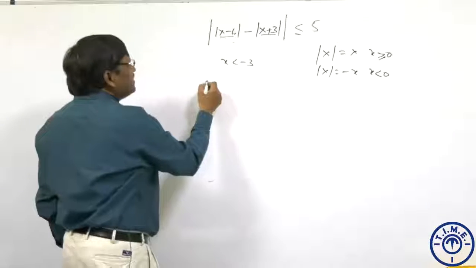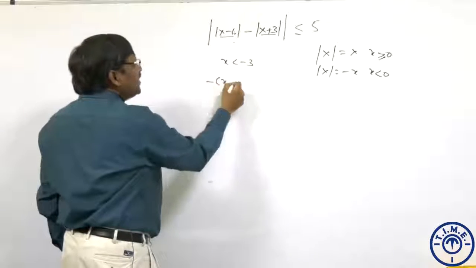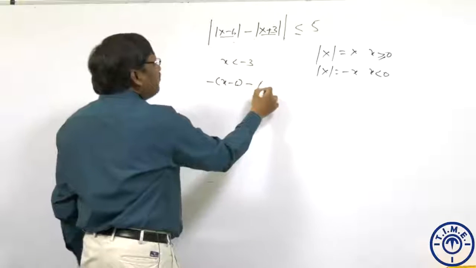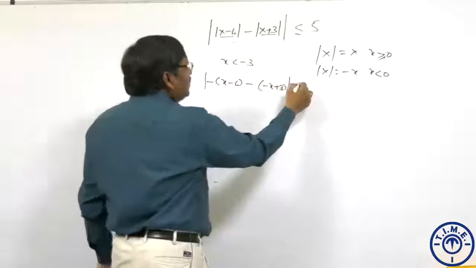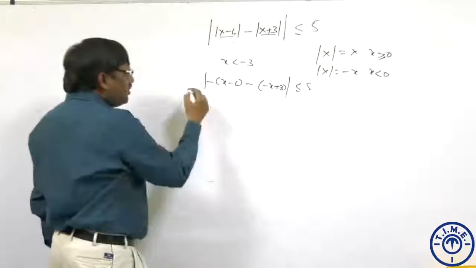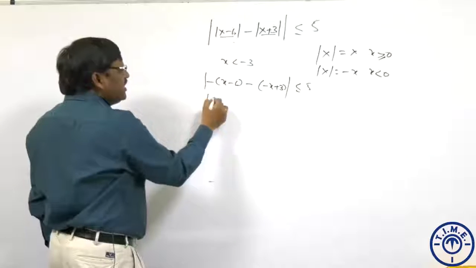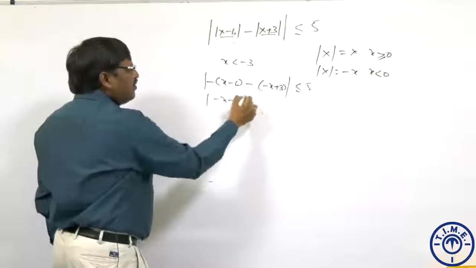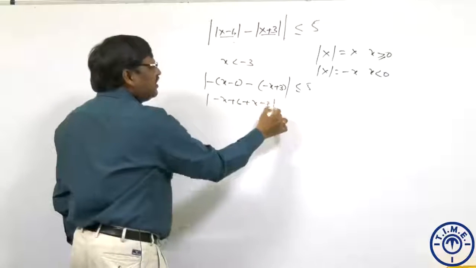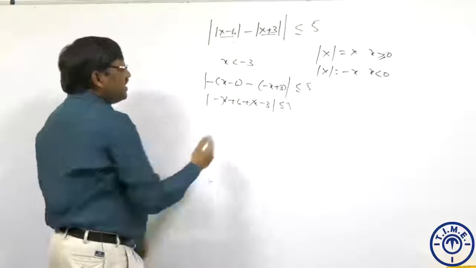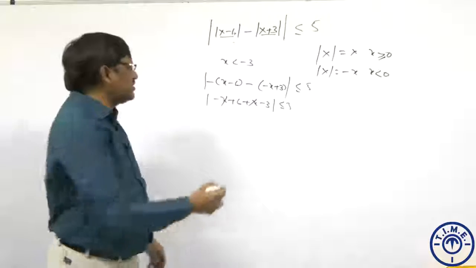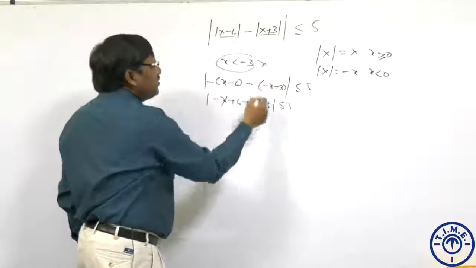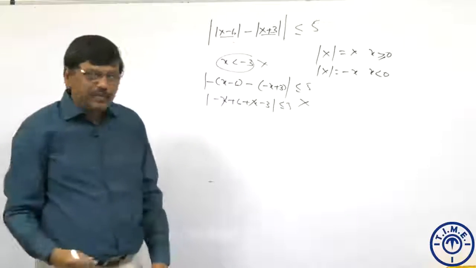So, hence I can write this as, friends, minus of (x minus 6) minus of (minus (x plus 3)) is less than or equal to 5. But if you simplify this, friends, minus x plus 6 plus x plus 3 is less than or equal to 5. The x gets cancelled, and 9 is less than or equal to 5. Such values do not exist, hence x cannot be less than minus 3 because this is not possible.